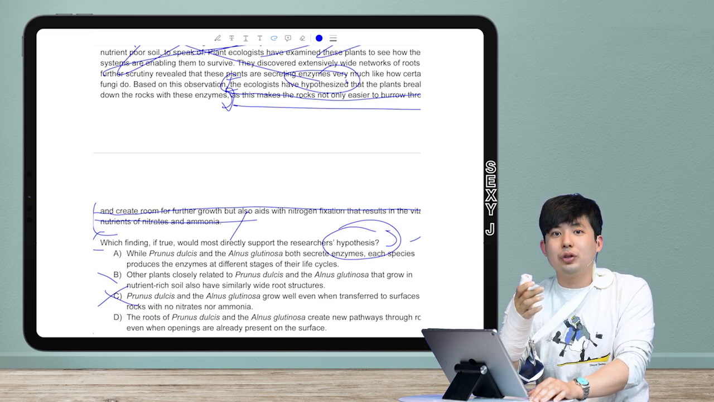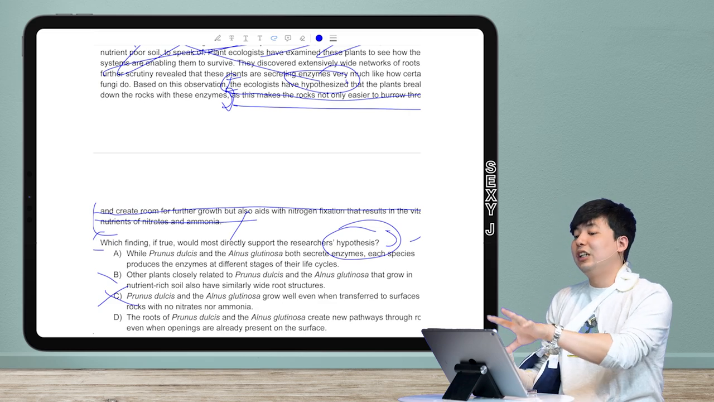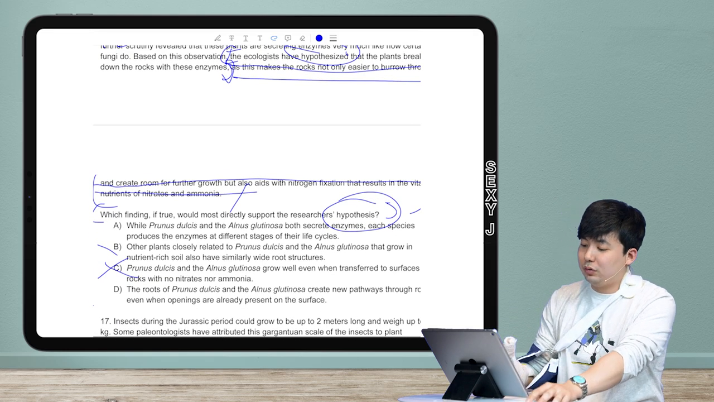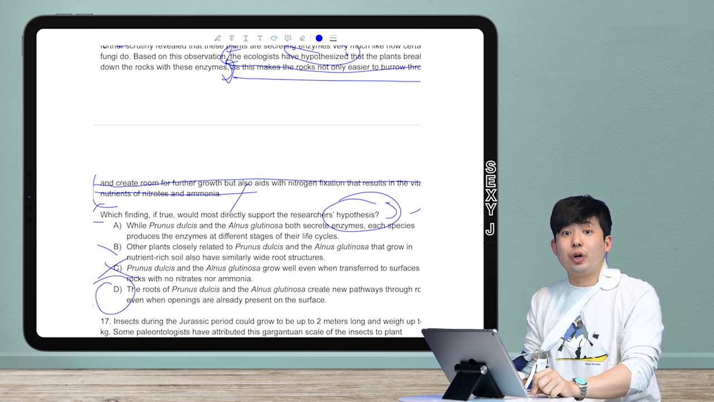Do you know what enzymes are? If you do, great. If you don't, we'll look it up. It's important, but not for SAT. They break down rocks with enzymes. Which one says they break down rocks? D. Why is that? Does it use the word break down?